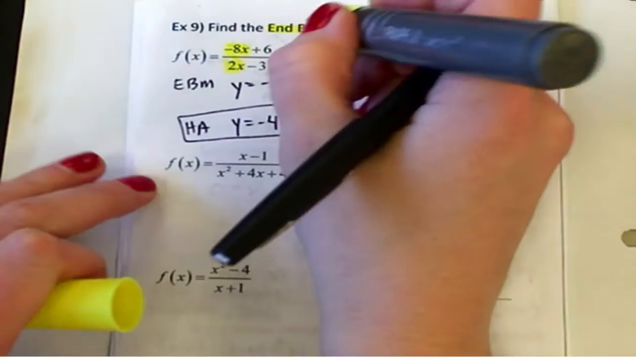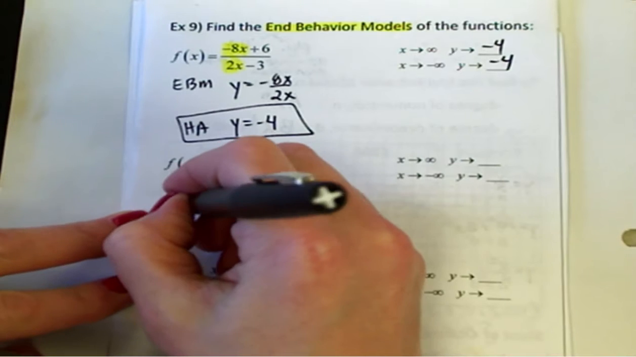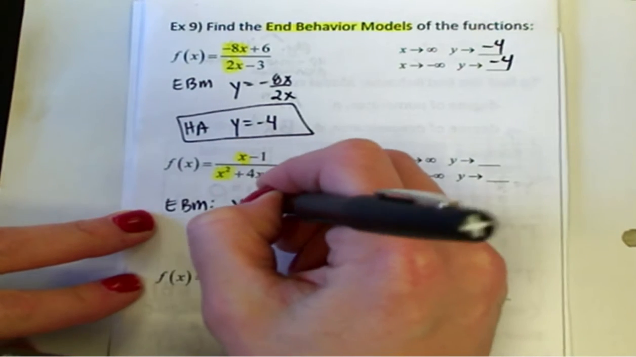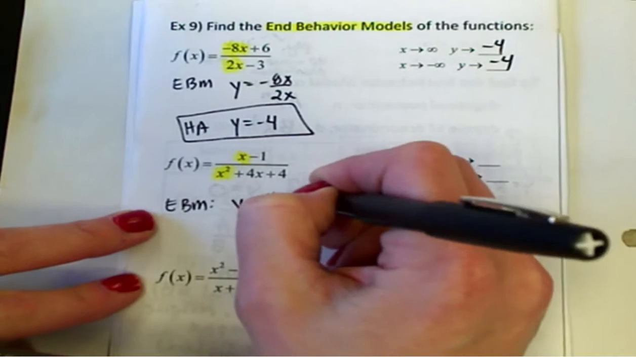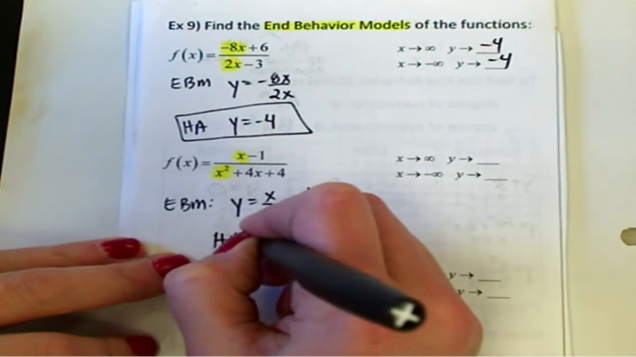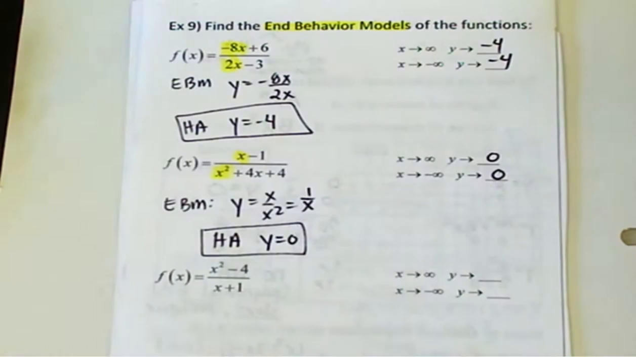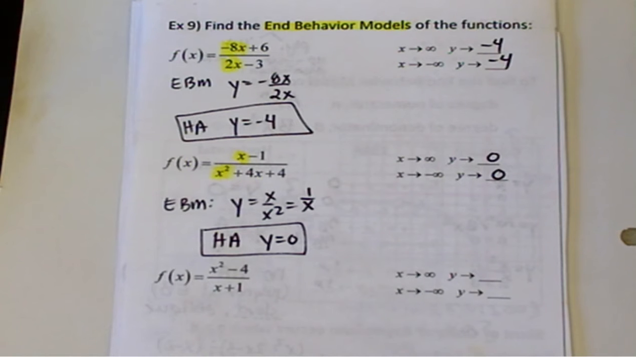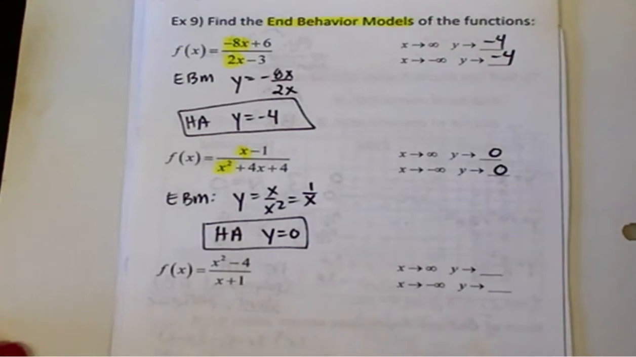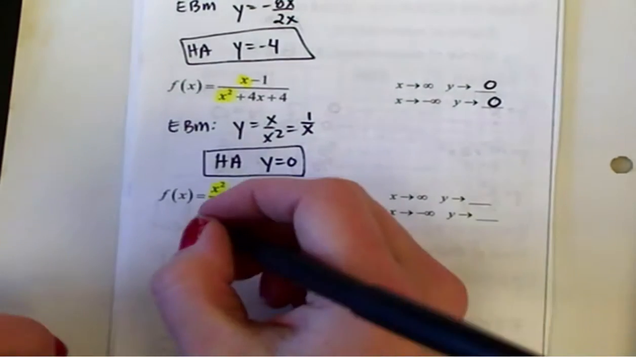I'm going to highlight end behavior, which means I'm only going to look at the leading terms. The end behavior model reduces to 1 over x. Oh yeah, that's the parent function. I know that gives me an HA of y equals 0. Sometimes end behavior is the big category, and the subset is horizontal asymptote. End behavior is leading terms only.